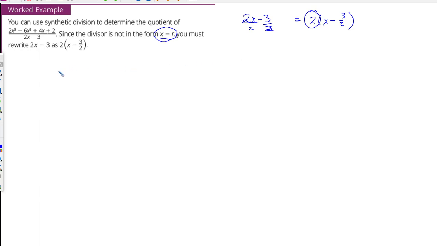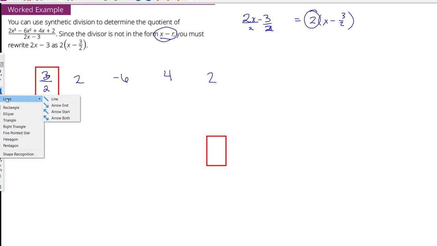So I'm going to go ahead and draw out my synthetic division. I'm going to put a box here. And then go ahead and write down all my numbers as I go: 2, negative 6, 4, and 2. And draw my line.